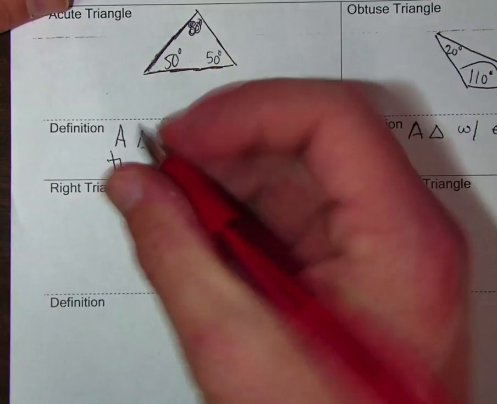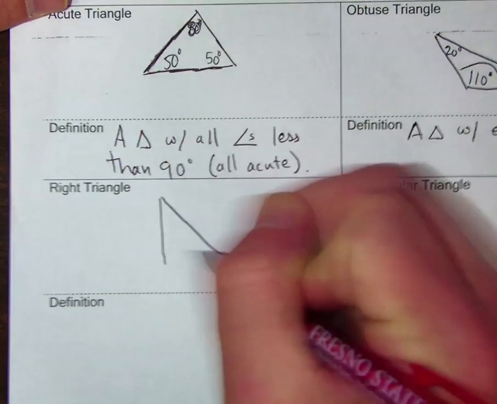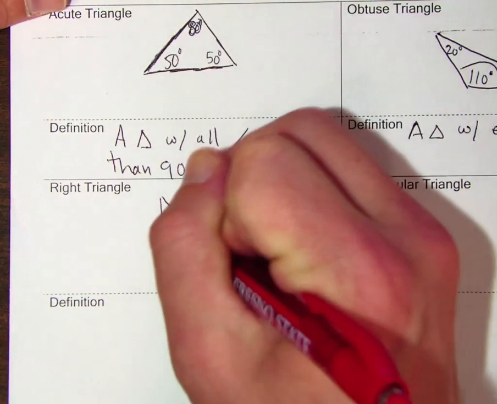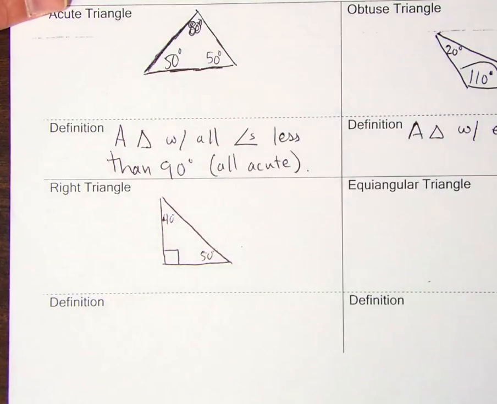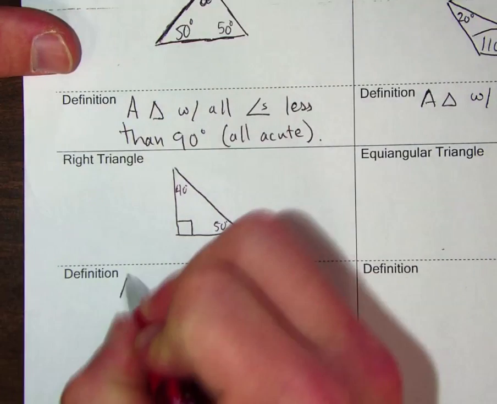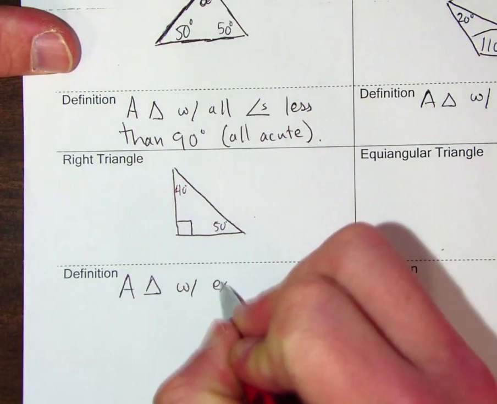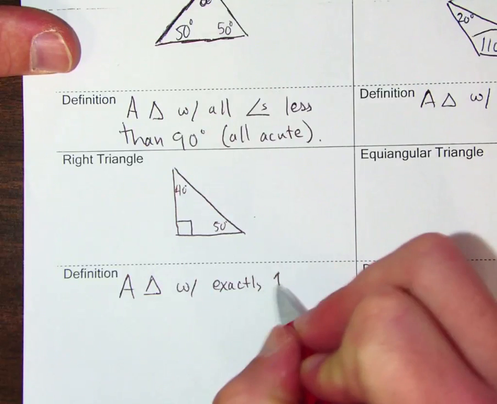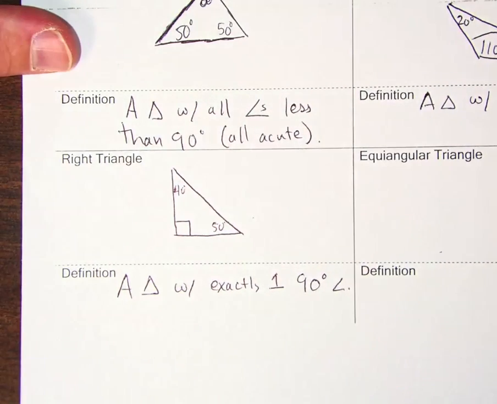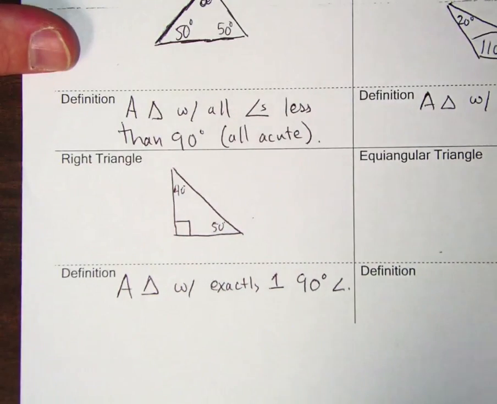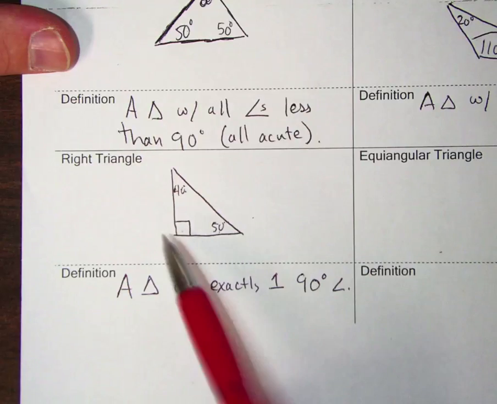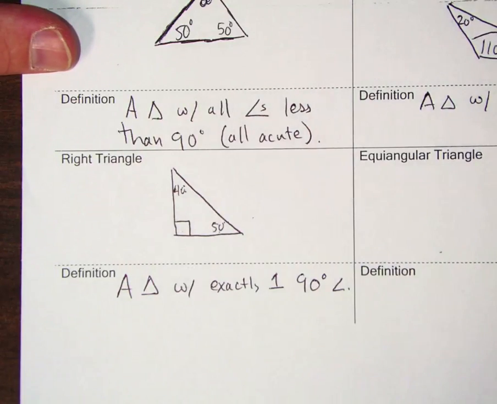So now let's come over to a right triangle. It has a right angle in it. The other angles could be maybe 40 and 50, who knows. But a right triangle has exactly one right angle. So a triangle with exactly one 90-degree angle. And the others, if you notice, have to be acute. It can't be obtuse, that would be bigger than 90, and something bigger than 90 plus 90 is already over 180. It's not going to work.